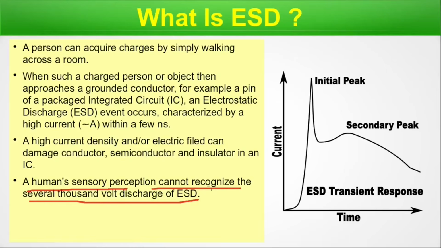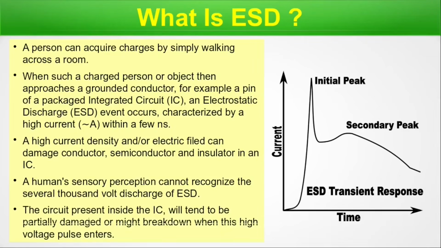That is our incapability. And that's why, if you are working in an electronic assembling industry, assembling or soldering different circuit boards, or doing any activity related to the PCB or the actual packaging of the circuit, you are advised to wear an electrostatic strap on your two hands separately, so that your hands are not electrostatically charged and the circuit on which you are working does not get damaged. The circuit present inside the IC will tend to be partially damaged or might break down when this high voltage pulse enters. This can happen to the IC we are dealing with, whether inside the PCB or inside the phone you are handling.